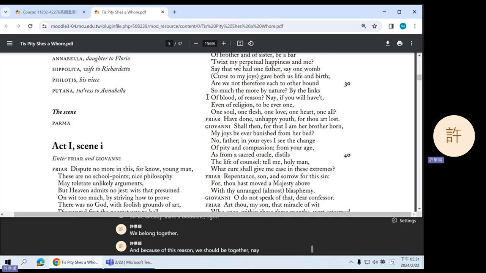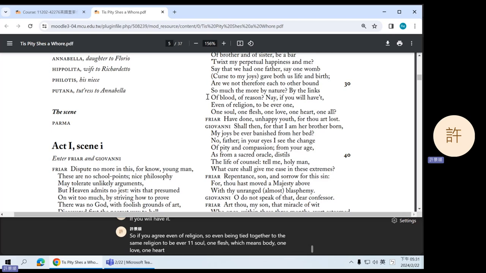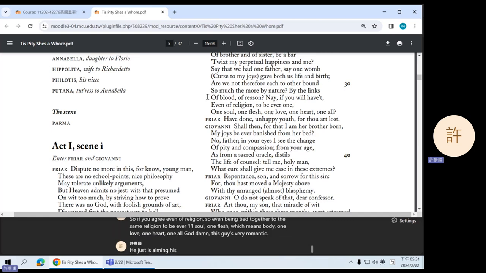"Nay," which means no. "If you will have it," so if you agree, "even of religion," so even being tied together to the same religion, "to be ever one, one soul, one flesh," which means body, "one love, one heart, one all." God damn, this guy is very romantic. He just is aiming his romance at the wrong person. And so, of course, you know, this is bullshit. It sounds logical, but it's completely wrong.